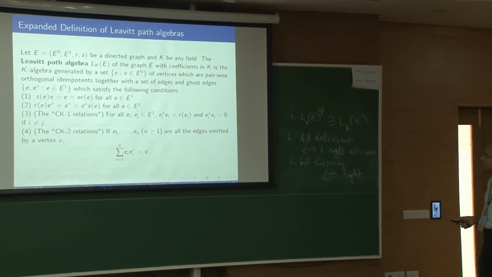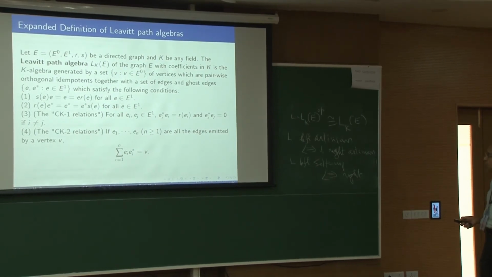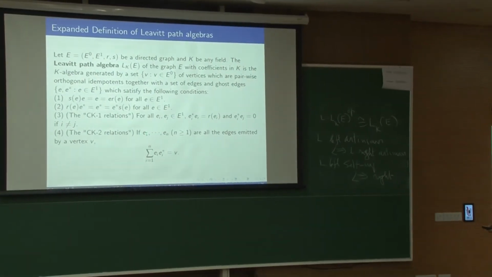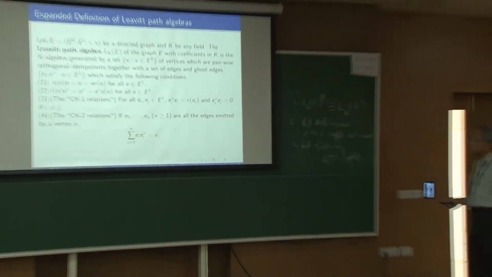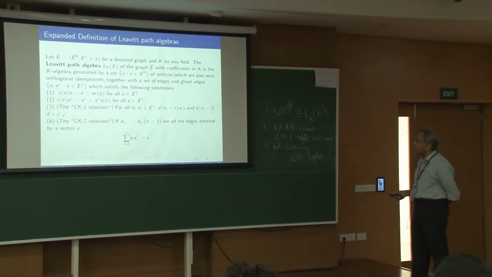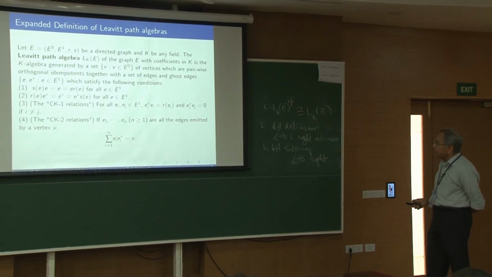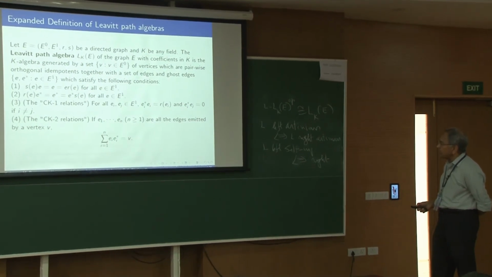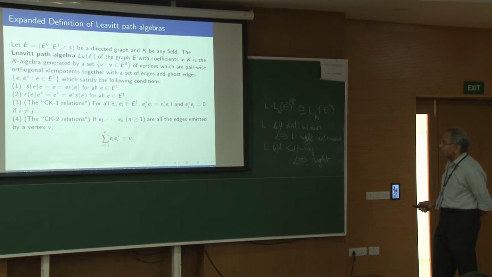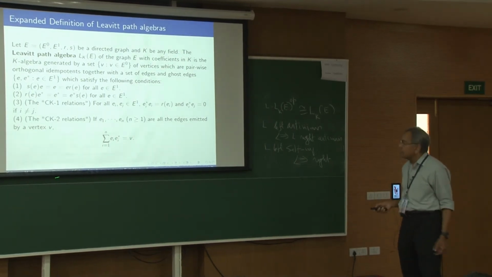And then these are the really interesting relations. Namely, the CK1 relation says that if I have two edges e_i and e_j, then e_i* times e_i is the end vertex of e_i. On the other hand, e_i* times e_j is 0 for i not equal to j. This kills it. This is the one which simplifies the expressions in the path algebra many times. And the CK2 relation says that if a vertex v emits a finite number, at least one, of edges e_1 through e_n, then the summation of e_i e_i*, as i runs from 1 to n, collapses to the vertex v. Okay?